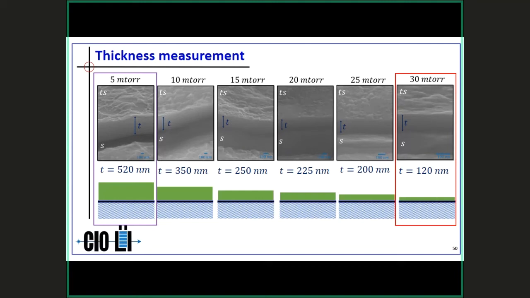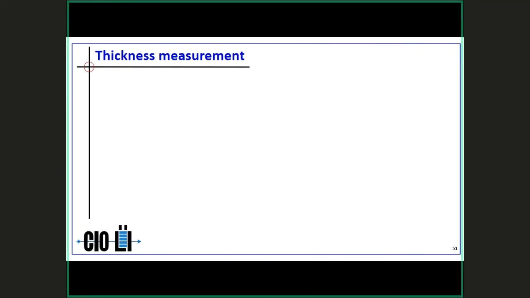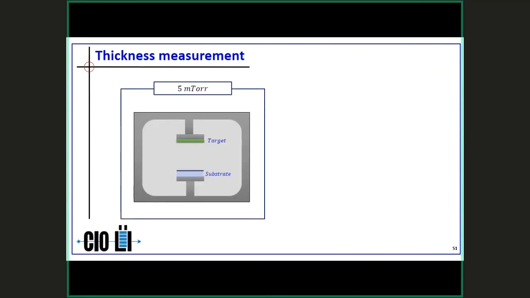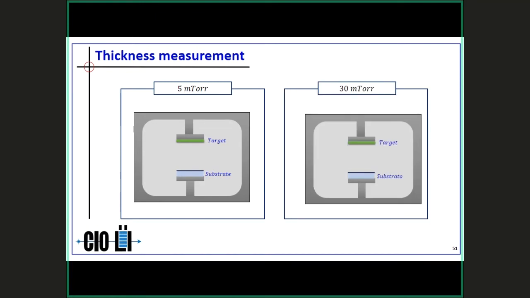One interesting thing of the science is to explain why we got this tendency. So, in order to give an explanation for that tendency, it is necessary to return to the physical process of the sputtering. Here I put the diagram of the sputtering when we use low argon deposition pressure, and also the diagram when we use high deposition pressure, 30 milliliters. So what is the meaning?